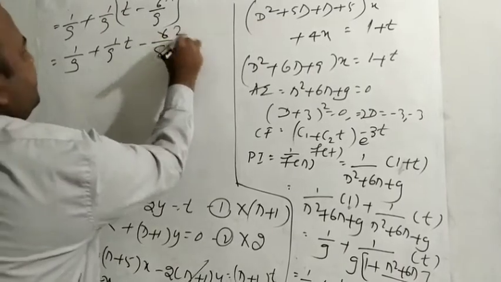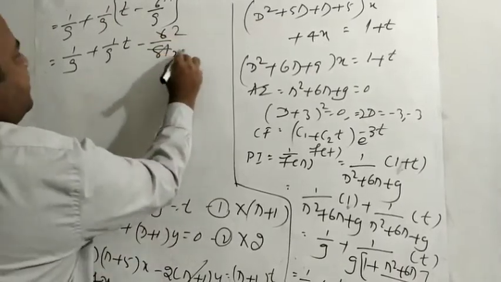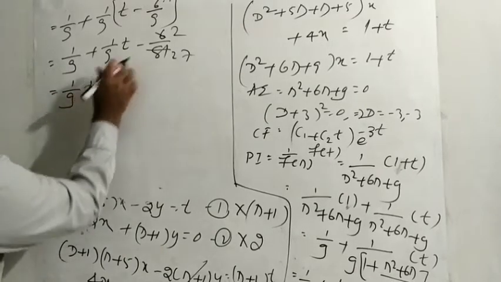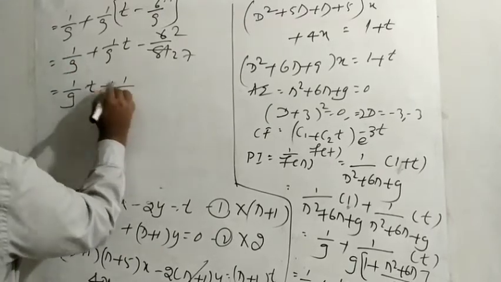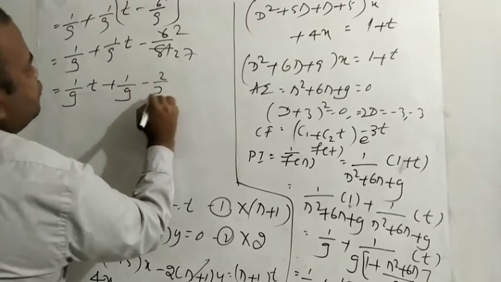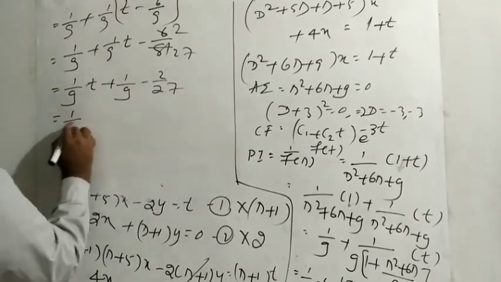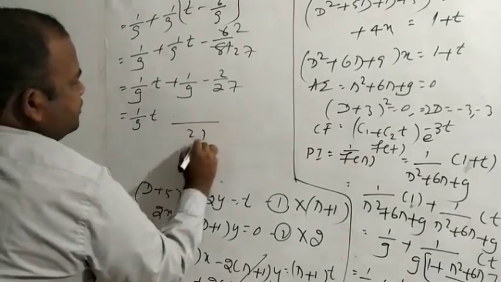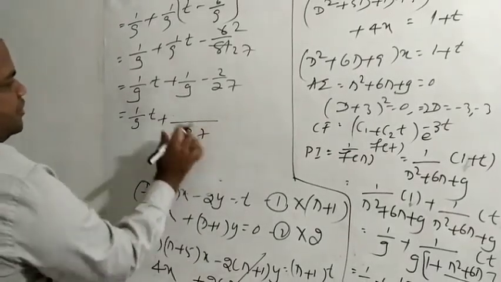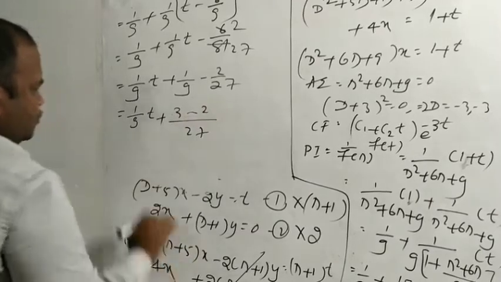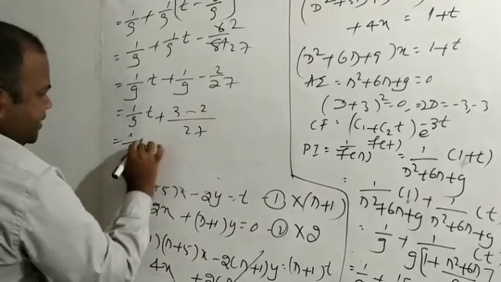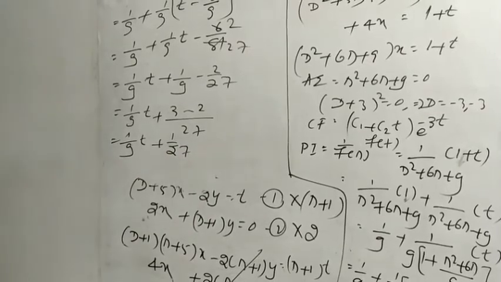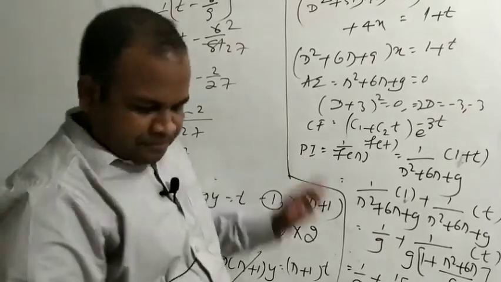So 6 by 81 reduces by 3: 2 by 27. So this is 1 by 9 t plus 1 by 9 minus 2 by 27. So this is 1 by 9 t, and the LCM is 27, so this is 3 minus 2. So this is 1 by 9 t plus 1 by 27. This is the value of PI.